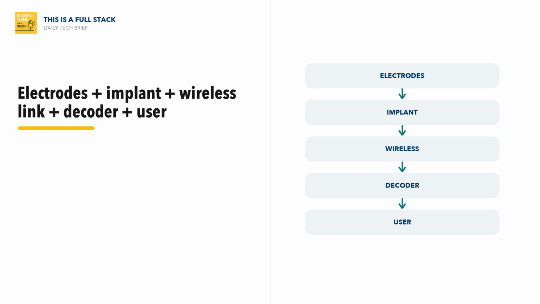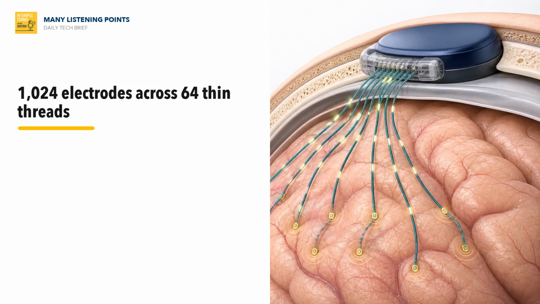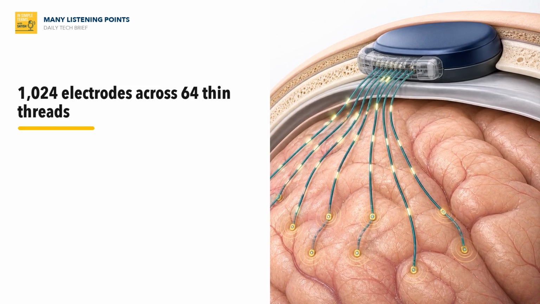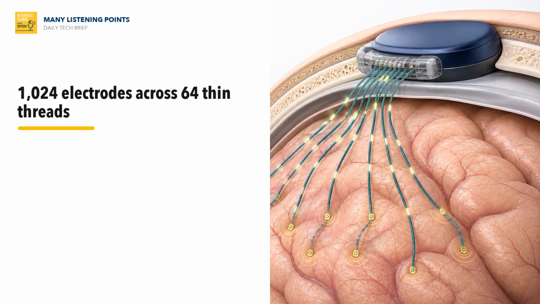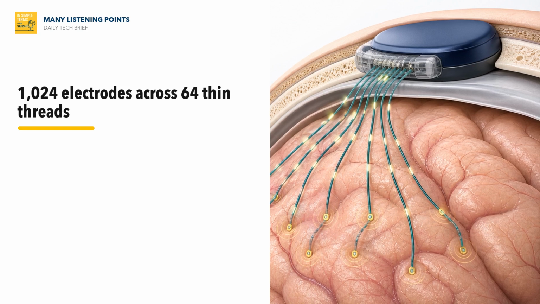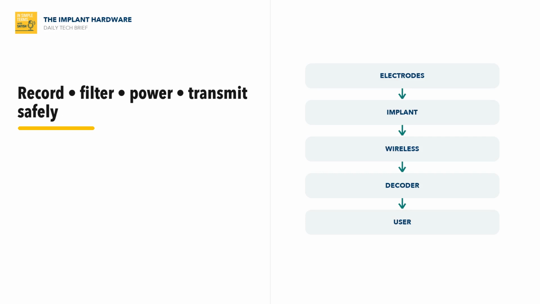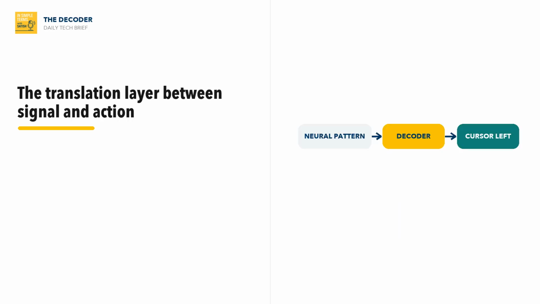A Neuralink style system is a full stack. First, there are electrodes. Neuralink's prime study materials describe an implant with 1024 electrodes on 64 very thin threads. Think of those electrodes as many tiny listening spots, not one big wire. Second, there is the implant hardware. It has to record the signals, make them usable, power itself safely, and send data wirelessly. Third, there is software. This is where the computer learns the connection between signal and action.